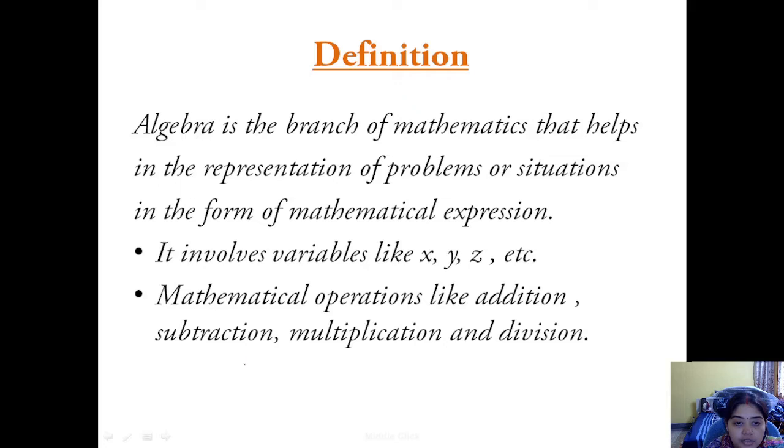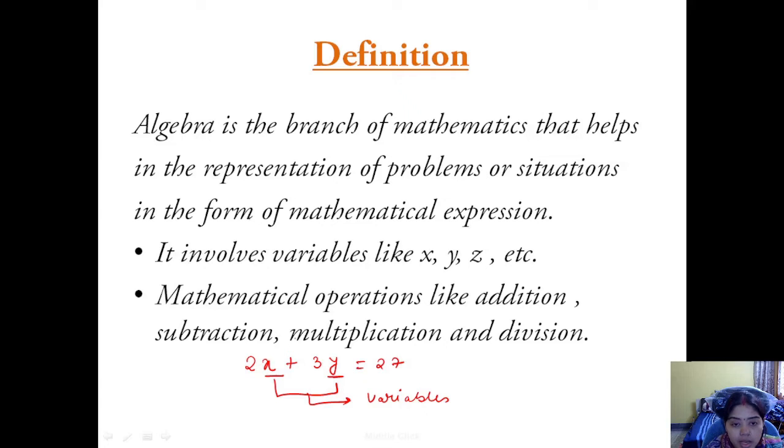For example, we can write 2x plus 3y is equal to 27. Fine. Here, x and y are the two variables. What are variables? Variables have various values. They can contain any value. So that is why they are known as variables.